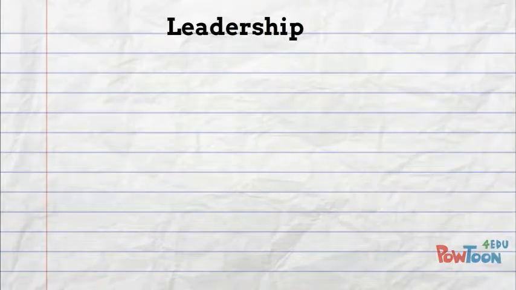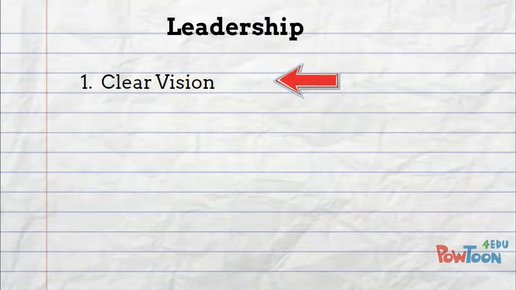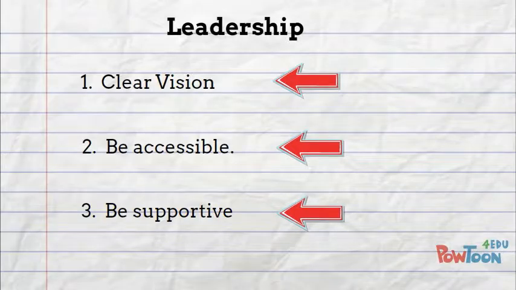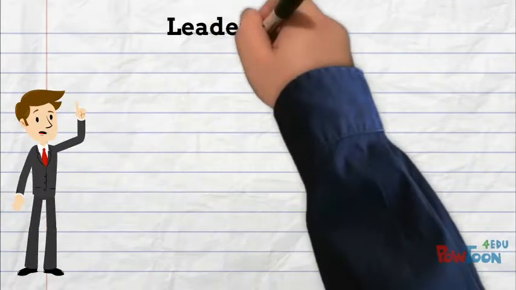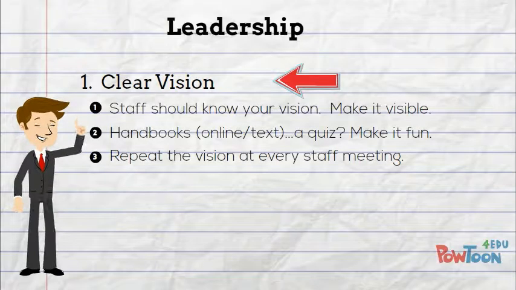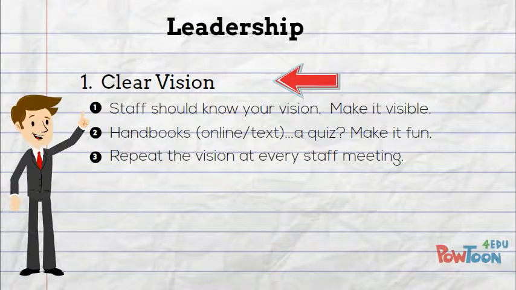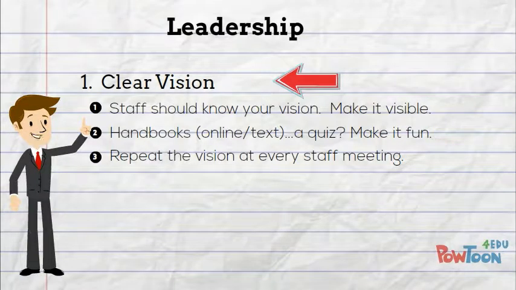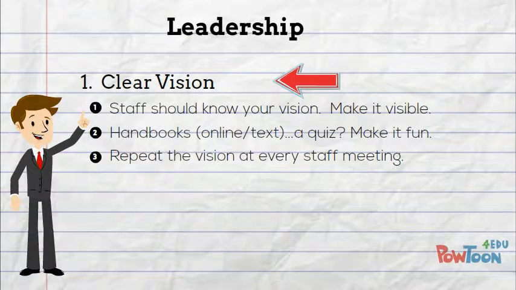As we've said, it's important that leaders have a clear vision. But beyond that, leaders should also be accessible to staff members. And they should also be supportive when it's appropriate. It's important the staff knows your vision. Maybe it's part of something that you make visible in the staff lounge. It could be part of your handbook. Maybe there's a fun quiz you could make out of that vision. And maybe you could repeat it at every staff meeting. Whatever it is, staff should be aware of what it is and where they're going.